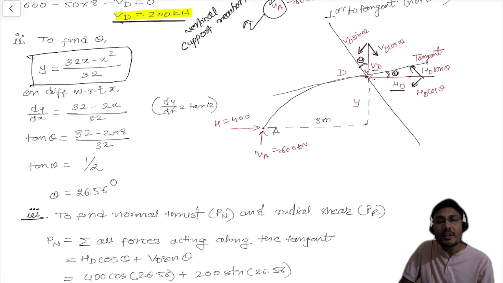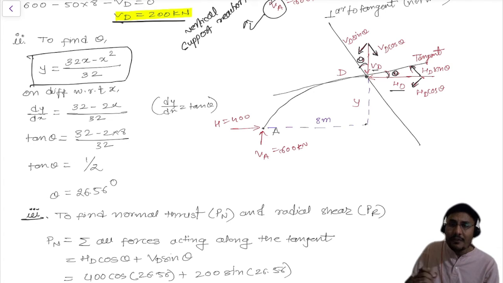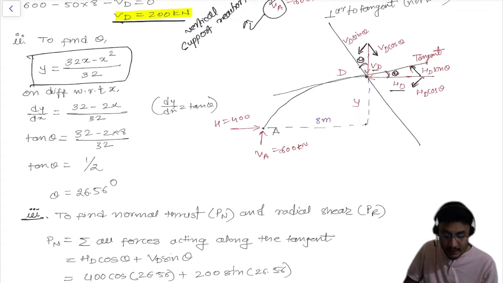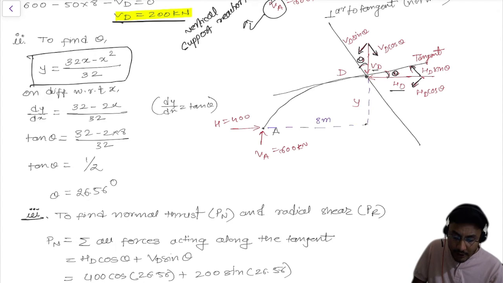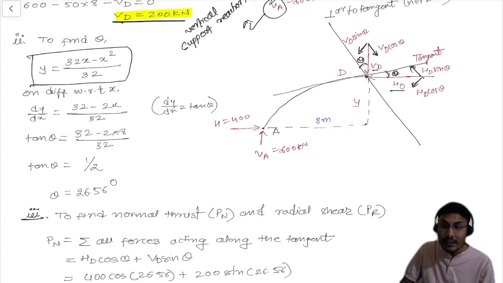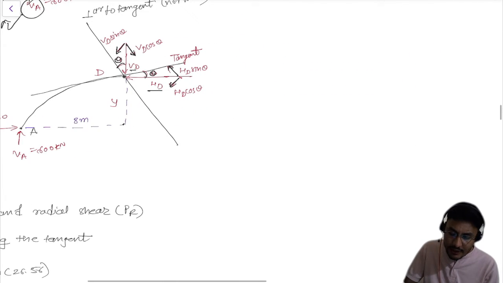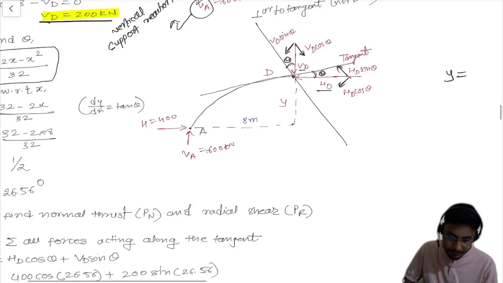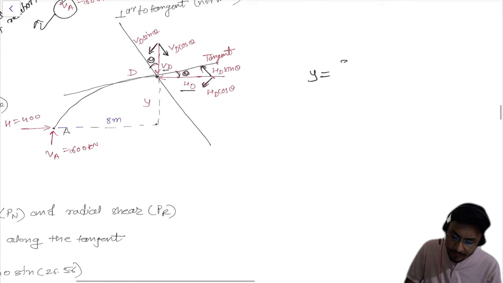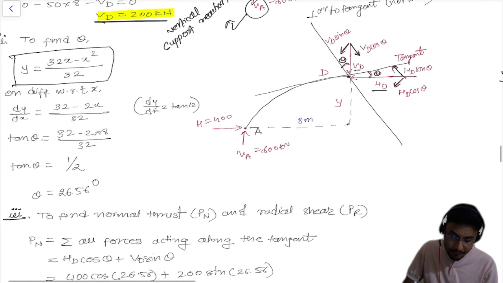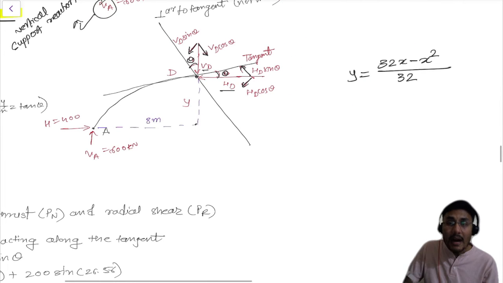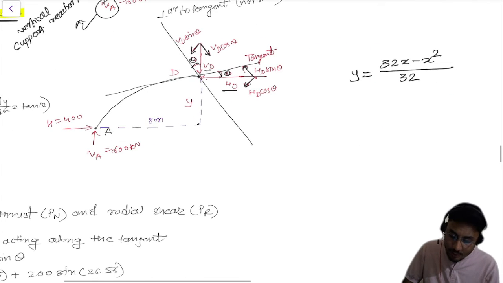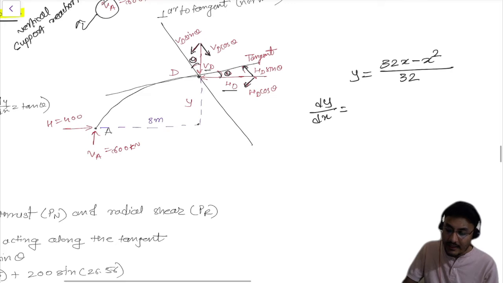Then we need to differentiate this with respect to x. So if we differentiate this equation with respect to x, it becomes 32 minus 2x divided by 32. If you didn't understand this, let me explain it very easily. So the equation is y equals 32x minus x square divided by 32. I am differentiating this with respect to x. So differentiating y with respect to x, what will happen, guys?